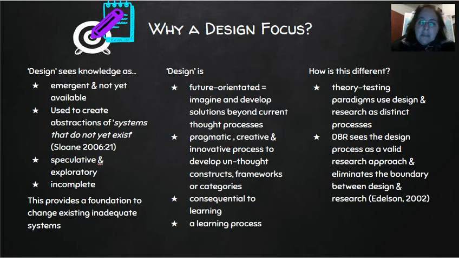In a design epistemology, we see knowledge in a different way. Design says knowledge is emergent. It arrives, it grows. You have, for example, grounded theory, where knowledge emerges from what we do. Design sees knowledge as developed by individuals to create abstractions of what could be, of systems that have not yet existed. Sloan talks a lot about that in his 2006 work. So there is a very strong difference between humanities and science-based epistemologies and the design epistemology.